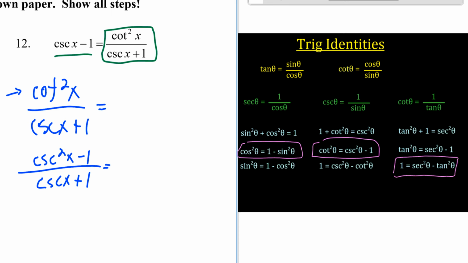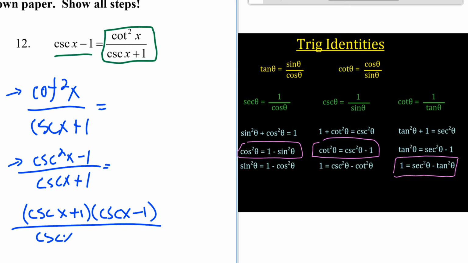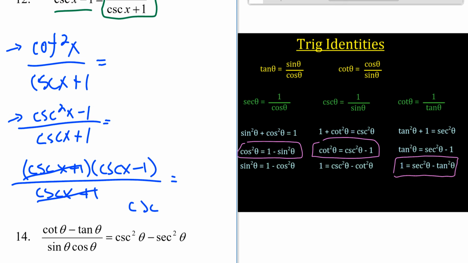So what we're going to do is this top we can factor, just like I talked about in my first solving of it. And this is cosecant x plus 1, cosecant x minus 1. And now, just like in the last steps of my first attempt to solve this, cosecant x plus 1 and cosecant x plus 1 are identical on top and bottom. You can cancel those out. And what are we left with? Cosecant x minus 1. How cool is that? Beautiful math right there. All right, and we got to the left side, so we are good to go.